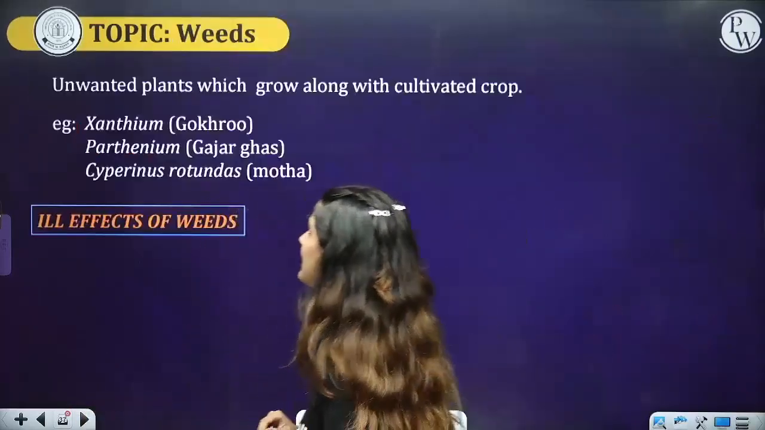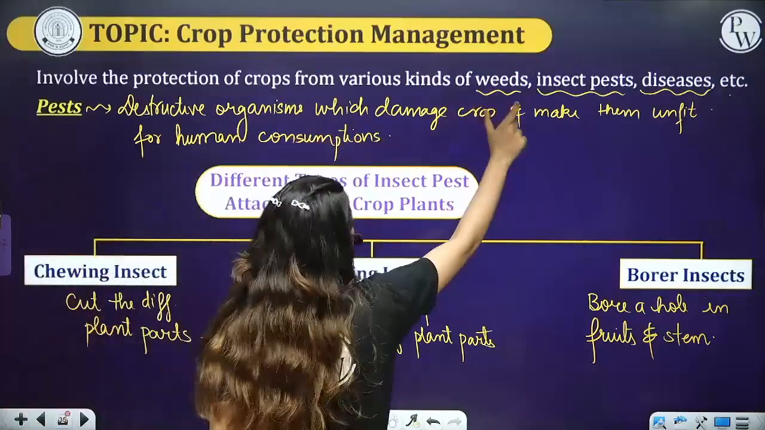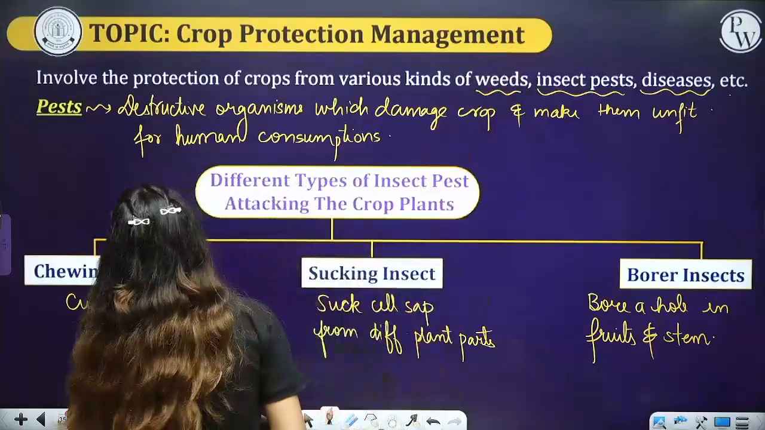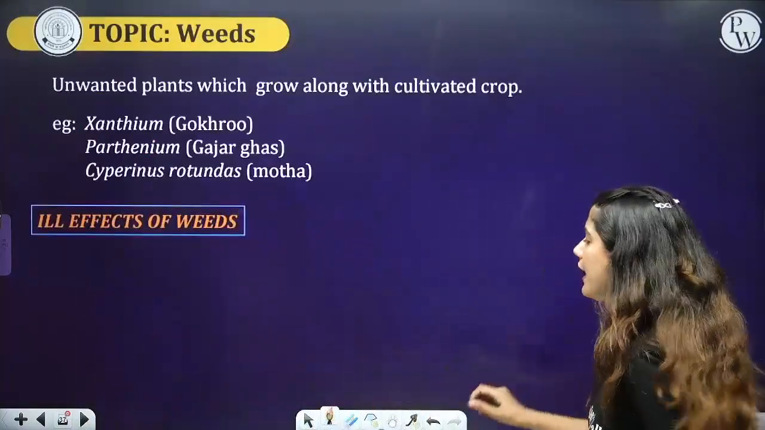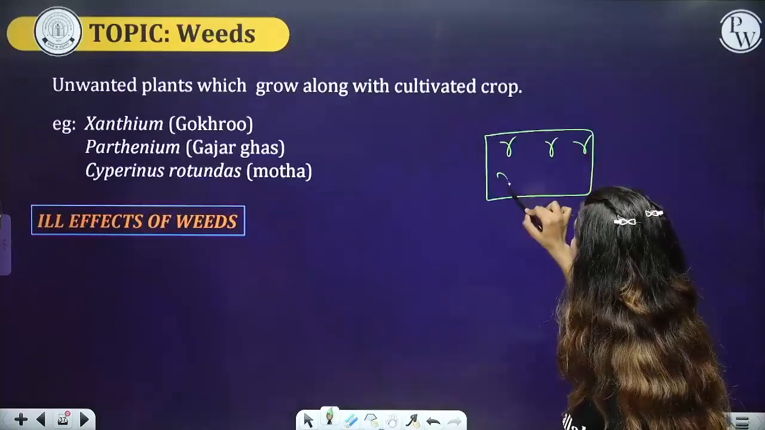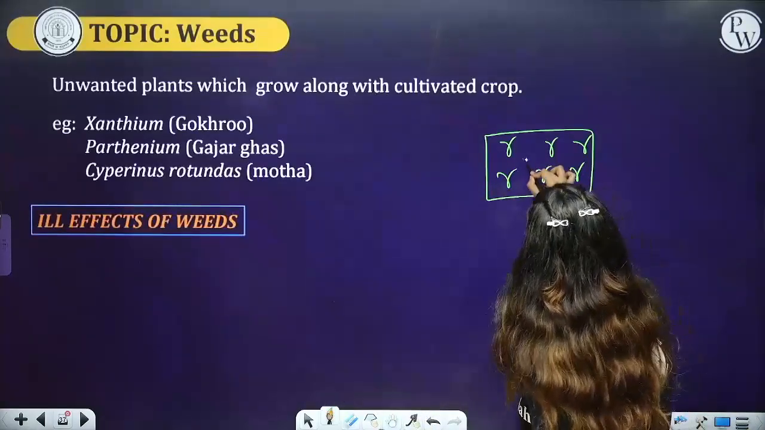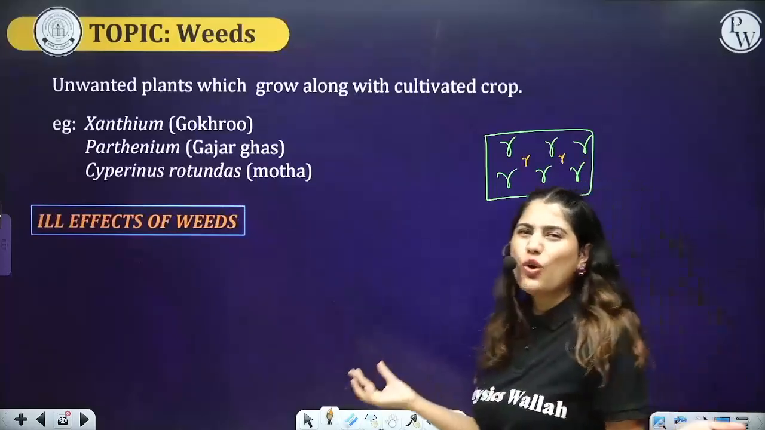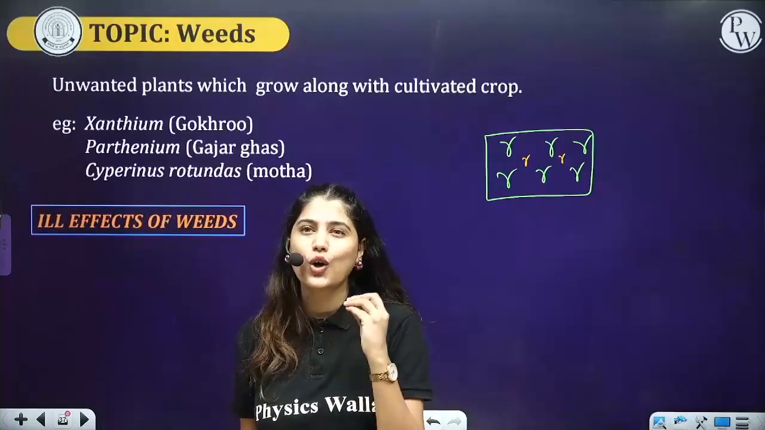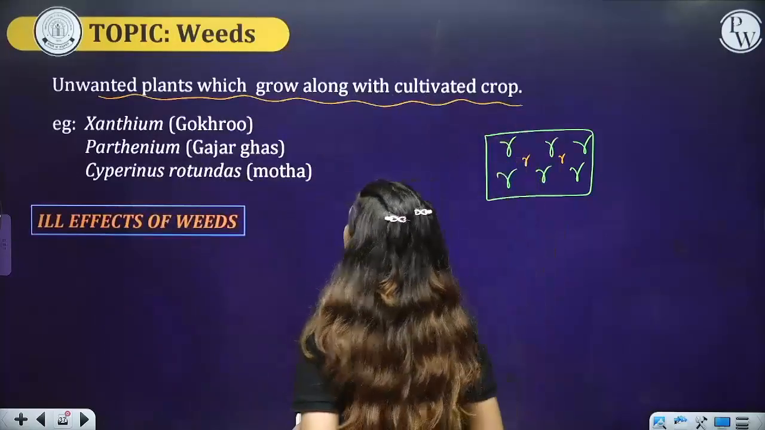Let's move ahead towards the next topic of weeds. I told you that the plants need protection from weeds, insects, pests and diseases. We have completed the pests. We are moving towards the weeds now, right? What are weeds? Let's say, guys, I am growing wheat in my land, right? This is my wheat crop, but along with the wheat, some other plants are also growing, which I don't want. I have not grown them.